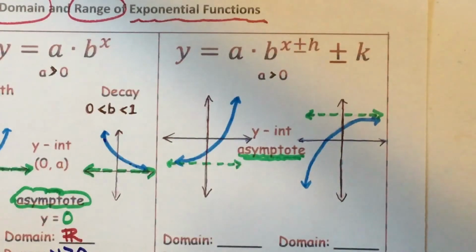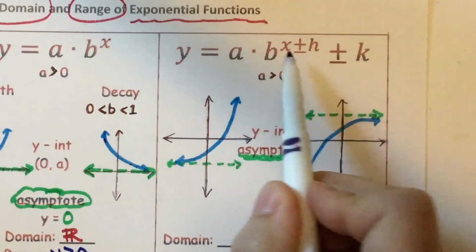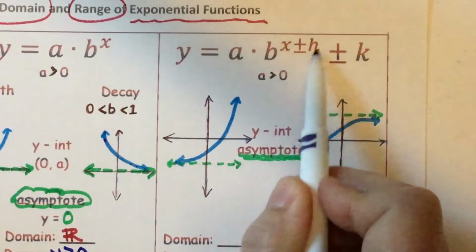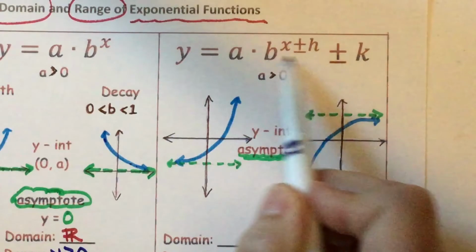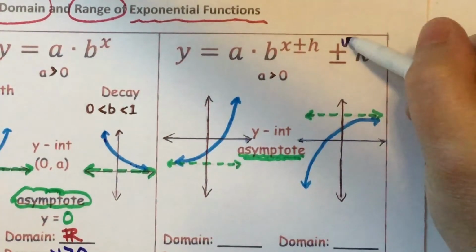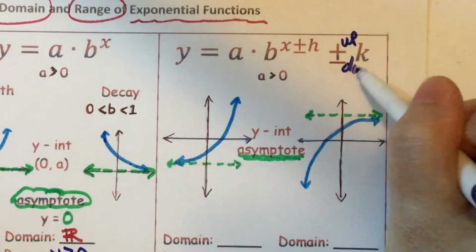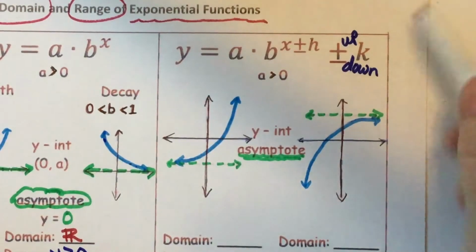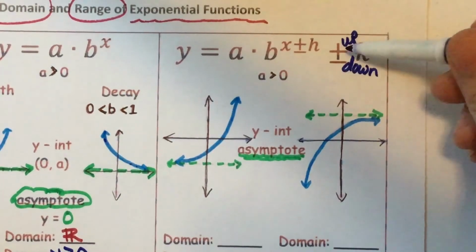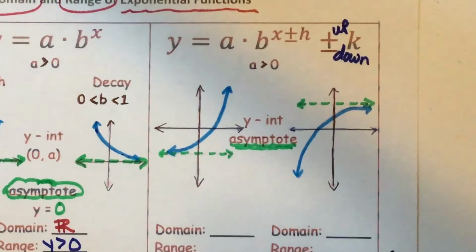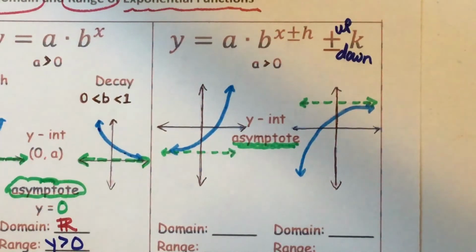But if we see something in the back, now we could see something up here too, but I'm not even going to do that. If we saw something up here, it would move the graph left or right, but I'm just going to focus on the back. The plus would make the graph go up, and the minus would make the graph go down, which we know from our quadratics. The number in the back makes the graph go up when it's a plus and down when it's a minus. So when the graph goes up or down, the asymptote moves on you.